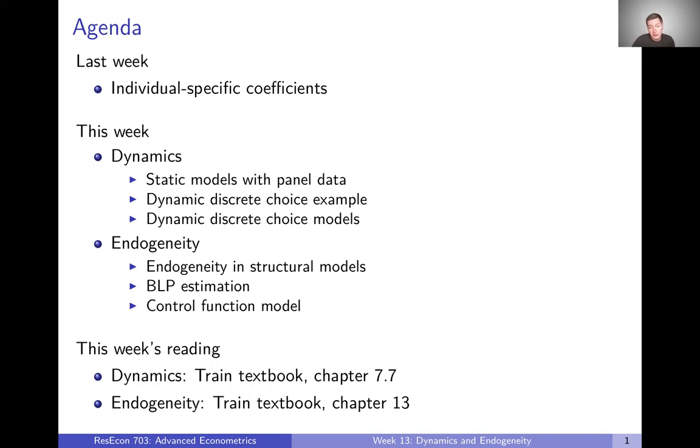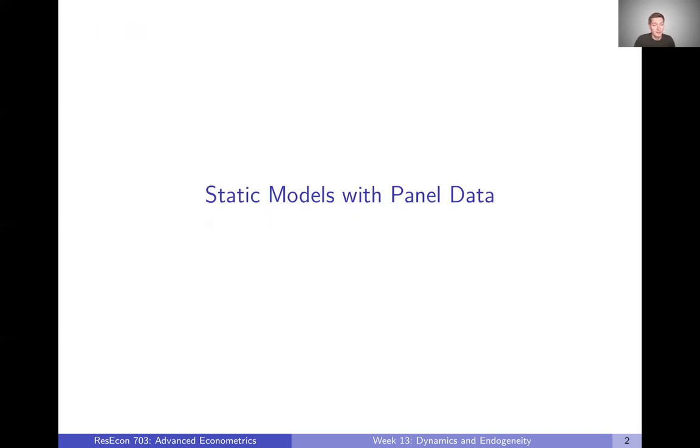I guess I should say specifically what we're going to talk about on the dynamics side. We're going to start by talking about static models, the opposite of dynamics. Then we'll work through some examples of dynamic discrete choice models, and then finally more generally describe these models formally and mathematically. And then on the endogeneity side, we're going to talk about endogeneity and structural models broadly, and then talk about two different methods for dealing with endogeneity: BLP estimation and then the control function model. So each one of those will be its own video this week.